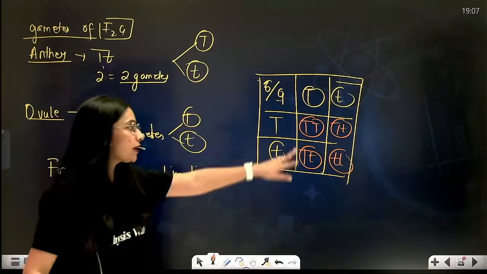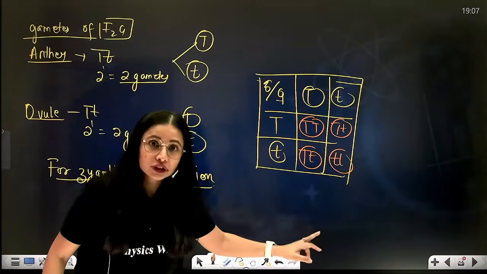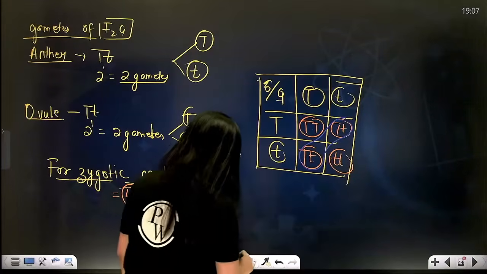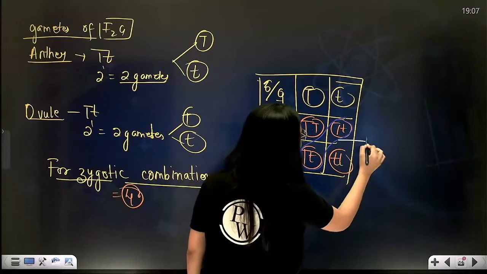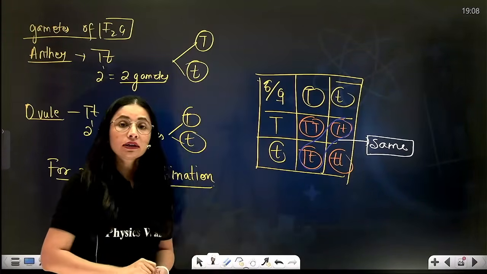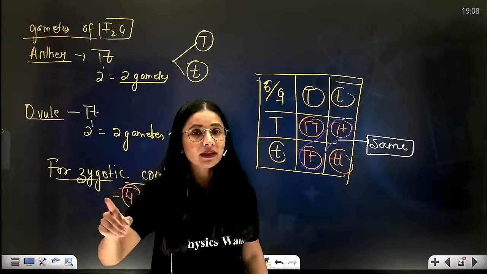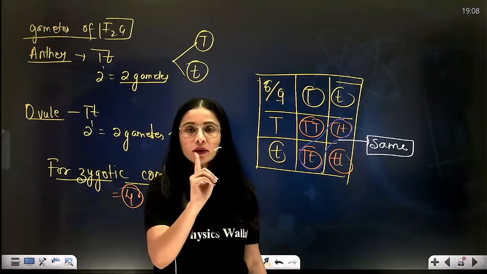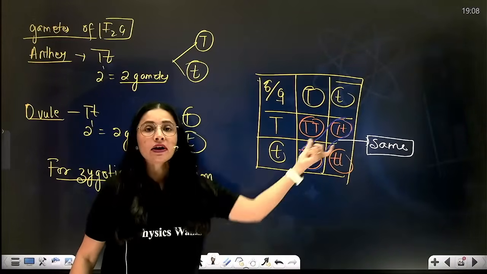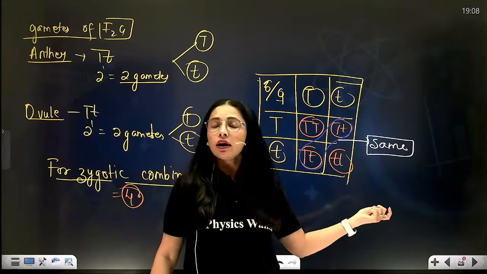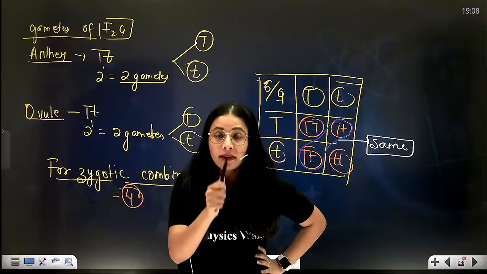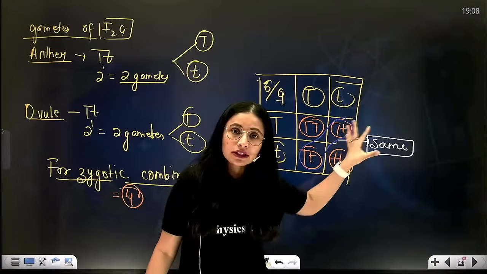Now, 4 zygotic combinations, can you see? But actually out of which 2 are the same. 2 zygotic combinations out of 4 are the same. Right? So total 4 but the types are only 3. One you see as homozygous dominant, one as homozygous recessive, and 2 as heterozygous dominant.